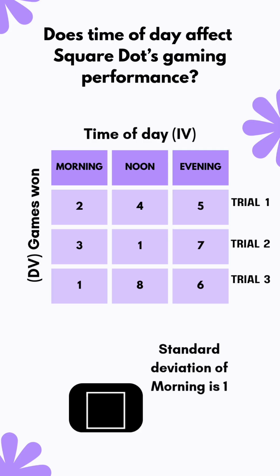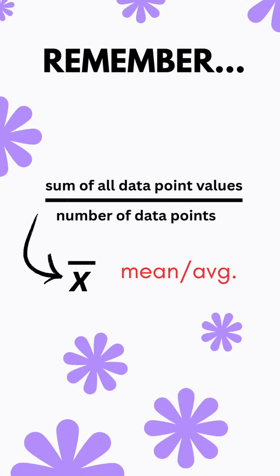So you see standard deviation and mean in AP Biology. So really, you should take 2 main points away from this video, the mean and standard deviation. So let's review the steps. The mean is the sum of all data point values divided by the number of data points. And the symbol for mean looks like an X with a line over it.